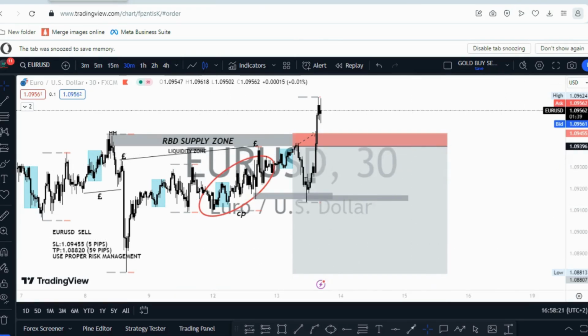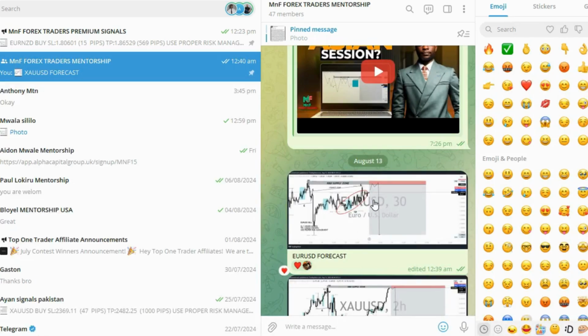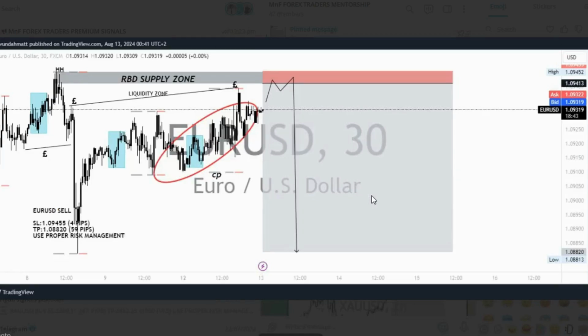So what you're going to notice is that this was shared in our M&F mentorship community as a forecast. You can see right here that this was actually shared as a forecast. Beautifully, you can see that we had a nice rally based drop supply zone with a compression to the upside. And then what we're waiting for was for the market to actually come into this area. So initially my stop loss was 4 pips and my target was 59 pips right here.